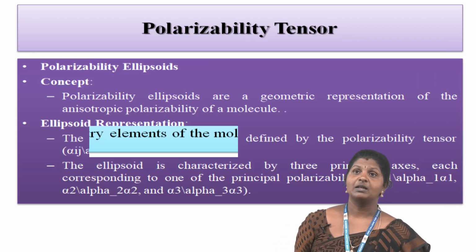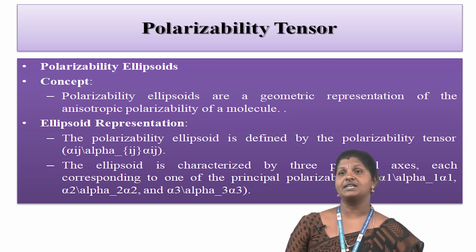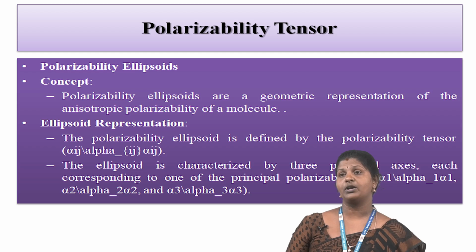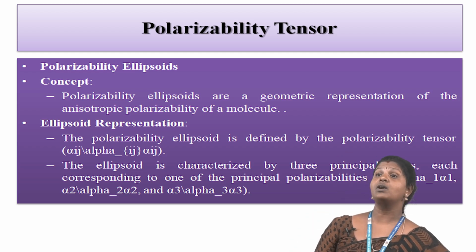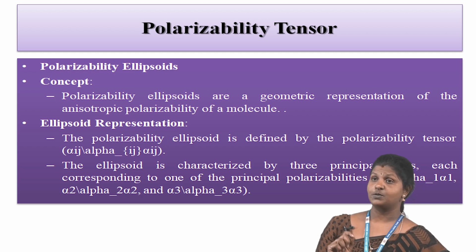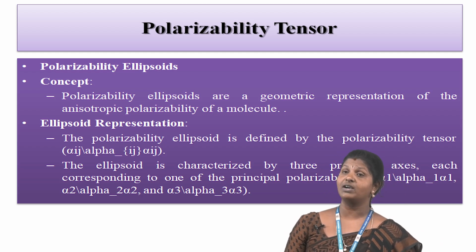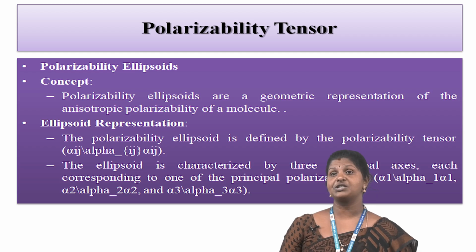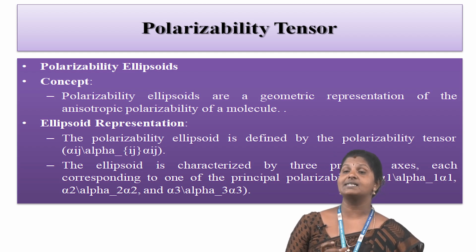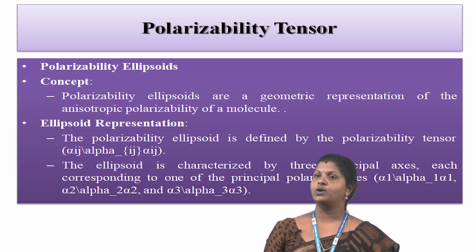The polarizability ellipsoid concept. Ellipsoids are the geometric representation of the anisotropic polarizability of the molecule. They provide a visual way to understand how a molecule's electron cloud responds differently to an electric field applied in different directions. The ellipsoid representation: the polarizability ellipsoid is defined by the polarizability tensor for a given molecule.